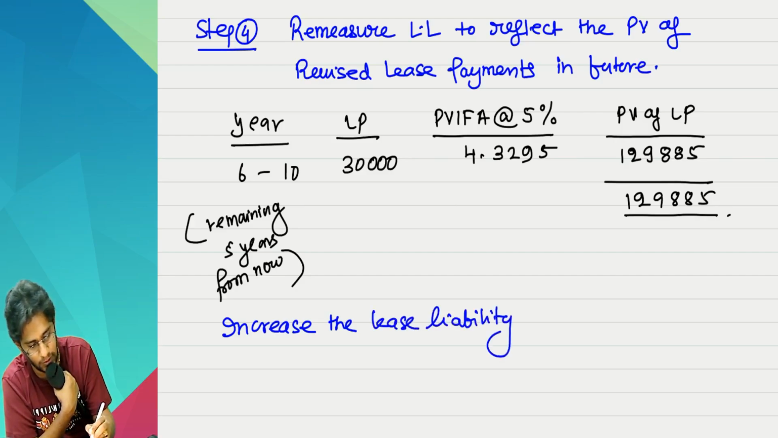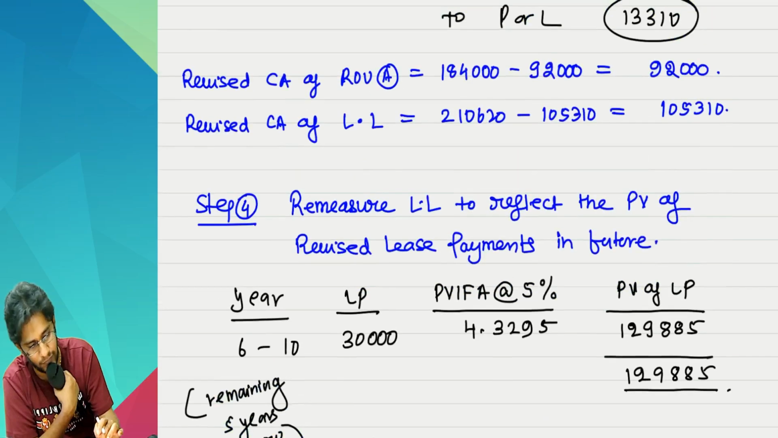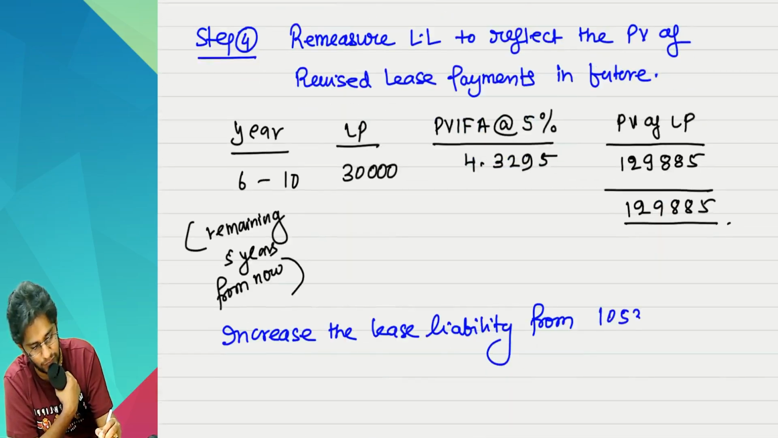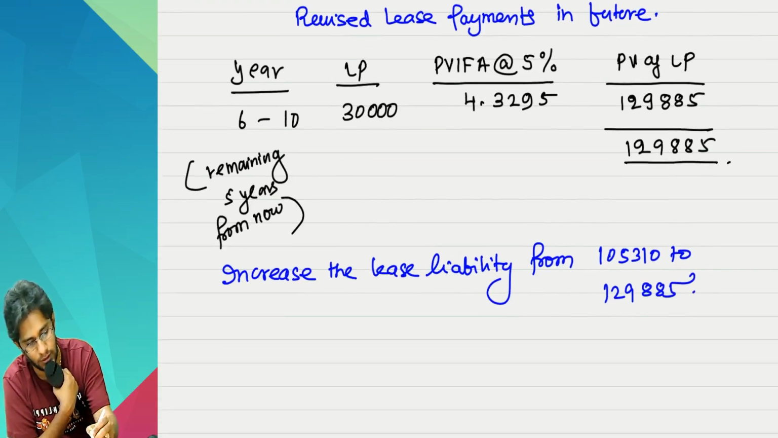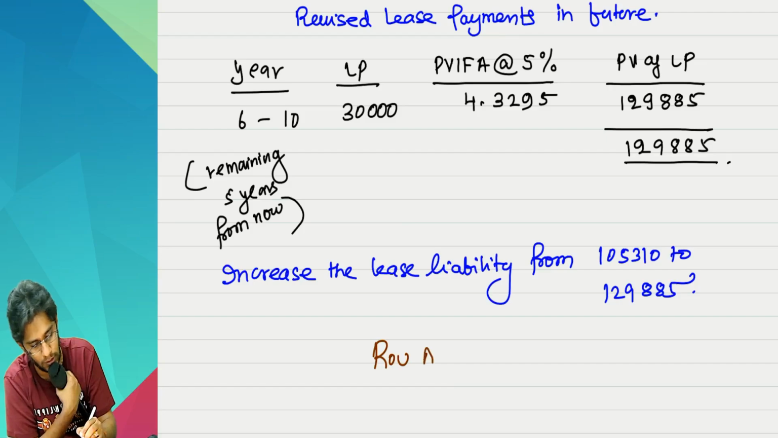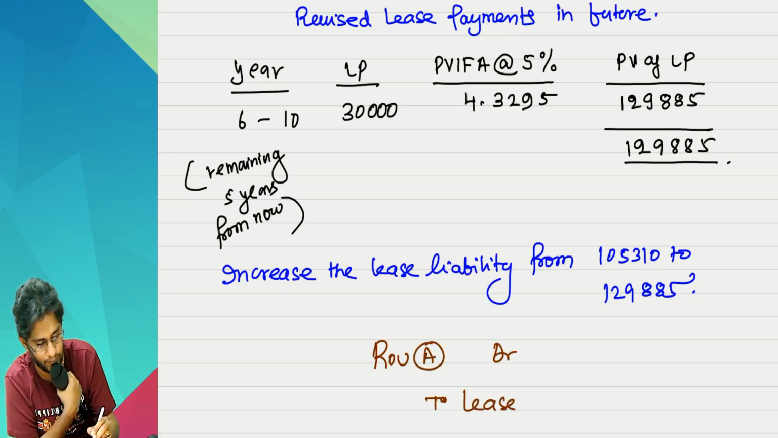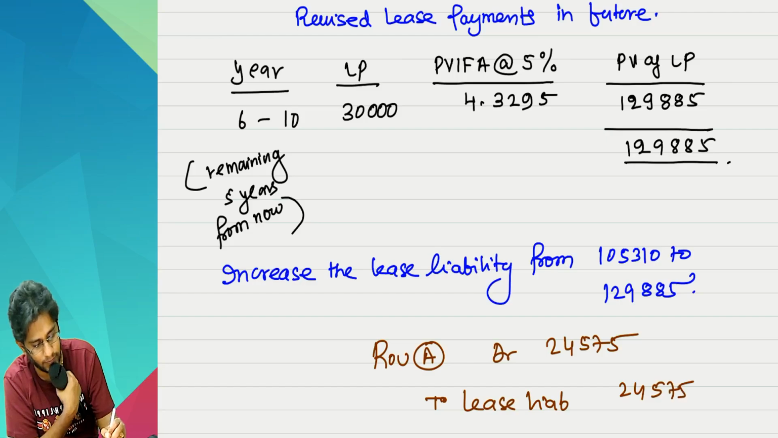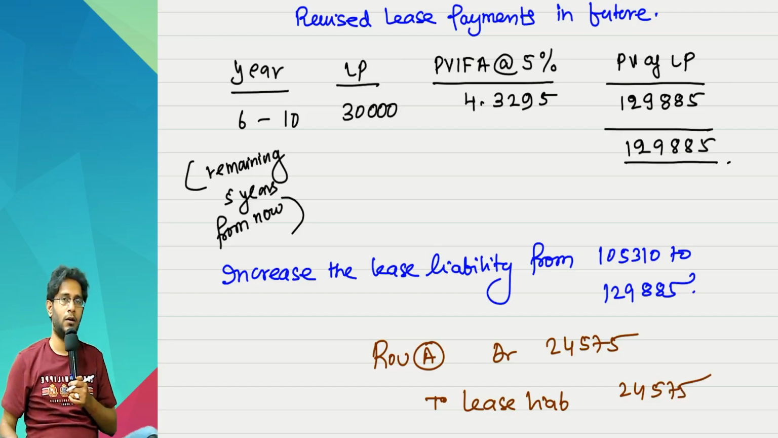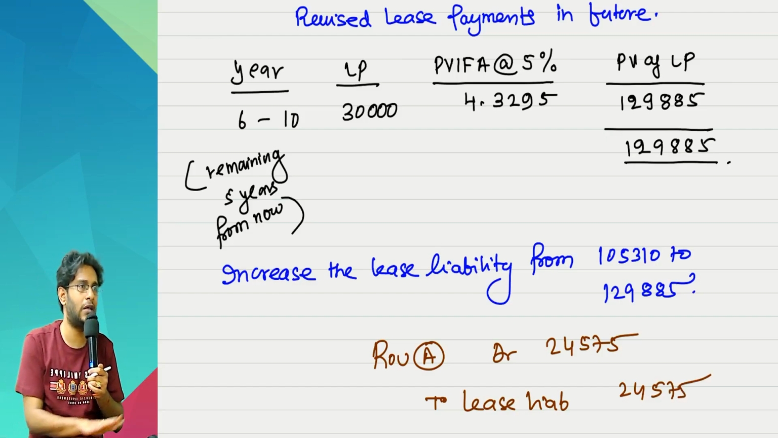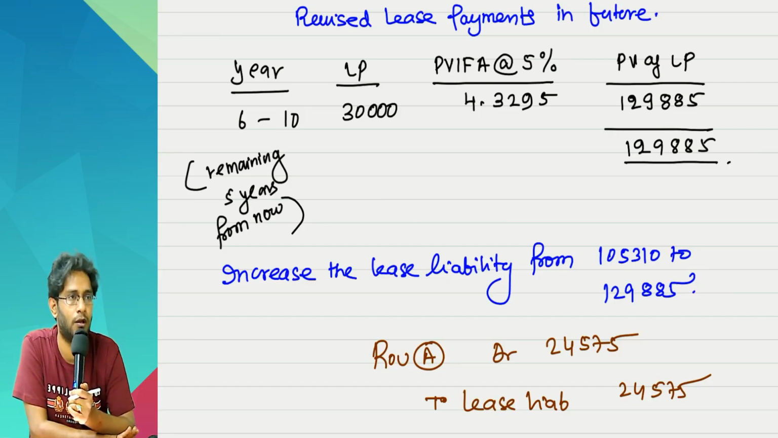Increase the lease liability from 105,310 to 129,885. Now write the entry: ROU asset account debit, to lease liability, amount 24,575. The steps are executed as you wrote them.